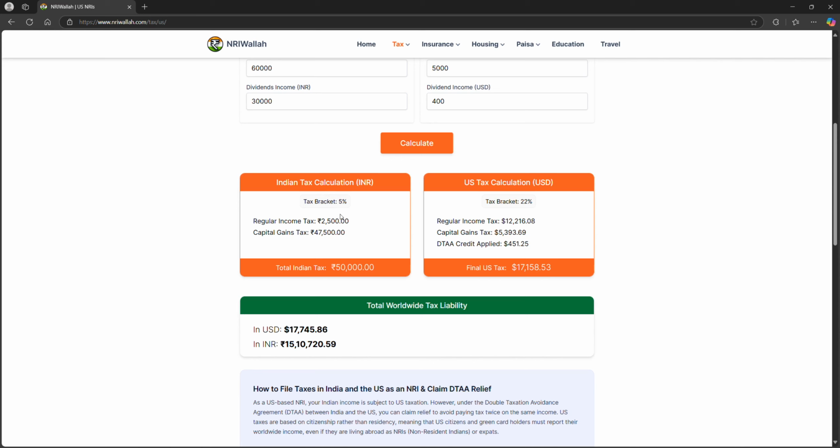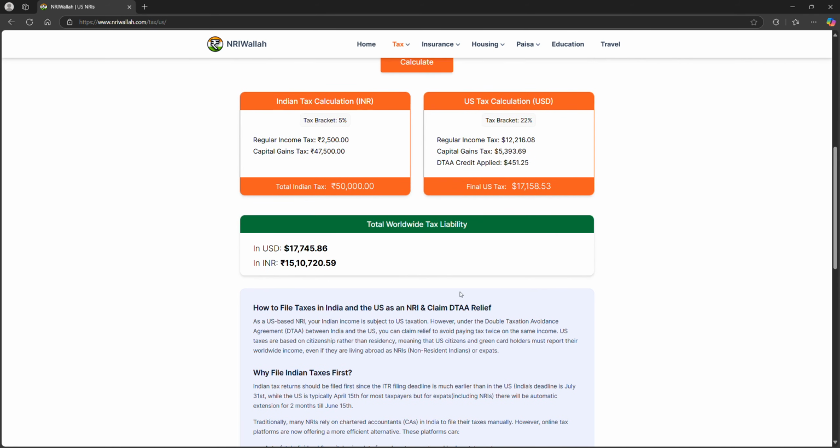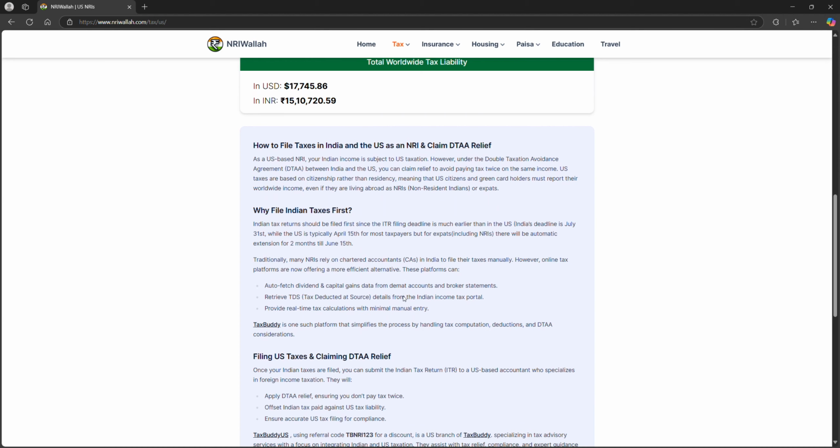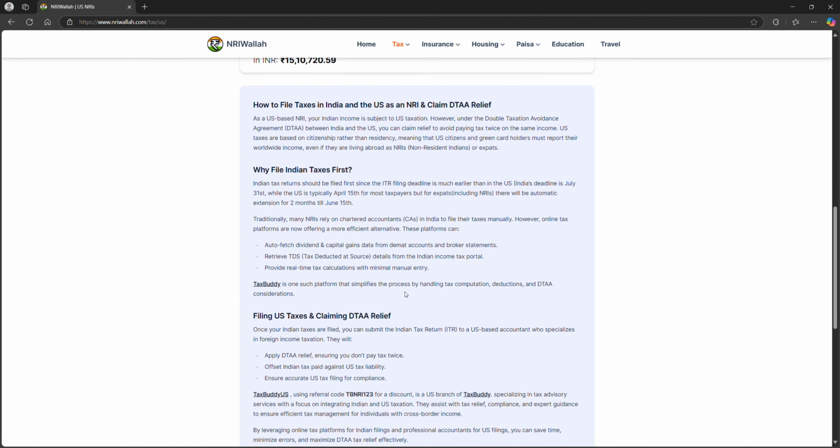So the Indian tax, you are in the 5% bracket, and the US tax is 22%. It will calculate the capital gains and the DTA applied, and whether we can get some credit back. It also converts into USD and INR. A bit interesting about these notes: a US-based NRI, if you have a green card or are a citizen, needs to file worldwide income. Even if you are living outside, that's how it's different, because the US calculates according to citizenship, not residency.